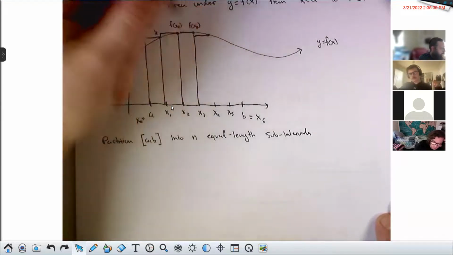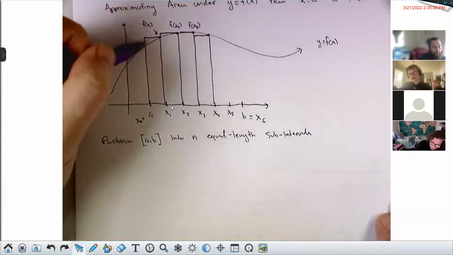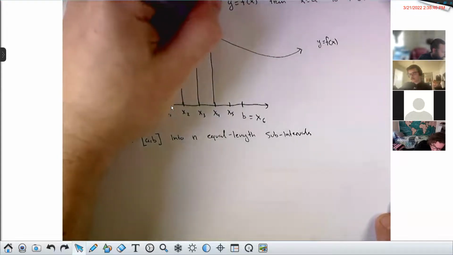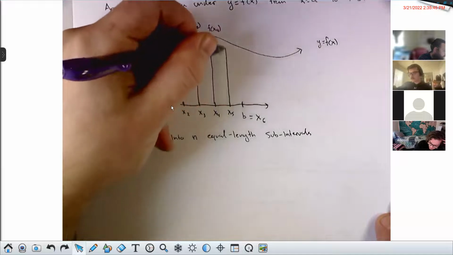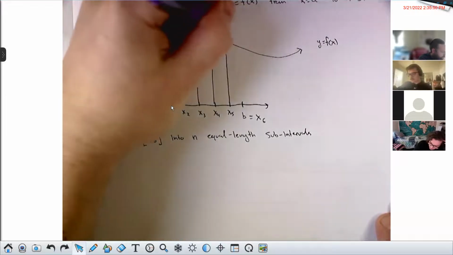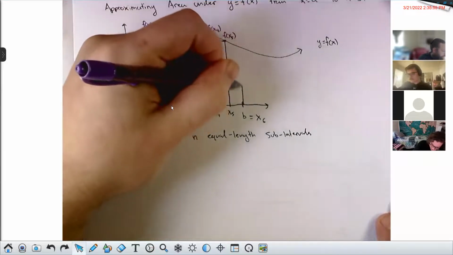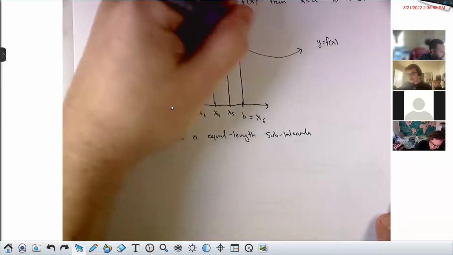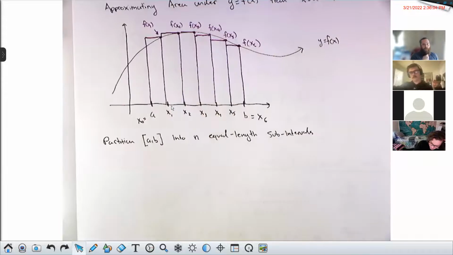You notice that some of these rectangles are too big. They overestimate. Like over here, there's some area that's counted that's not under the curve, and some of them are too small. Now the widths should all be the same. The widths being different are just my bad drawing skills, but the heights are allowed to be different.